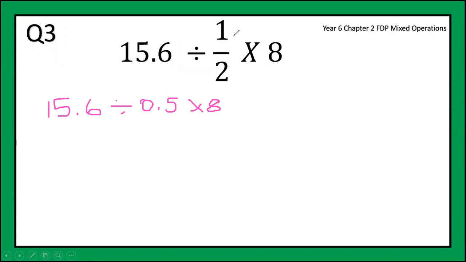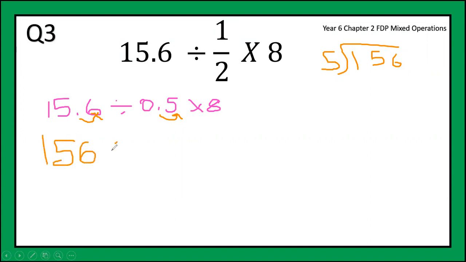So I'm going to shift the decimal point of 0.5 to make it a whole number 5, and thus this will also shift one place to the right. So now I'm going to have 156 divided by 5, which you'll have to do. Okay, so when I rewrite my question, this is going to be 156 divided by 5 multiplied by 8.